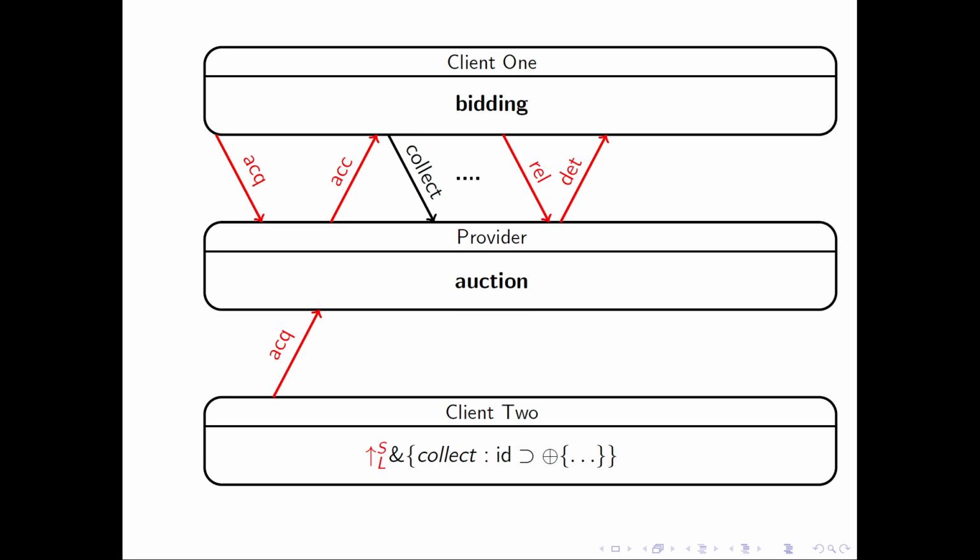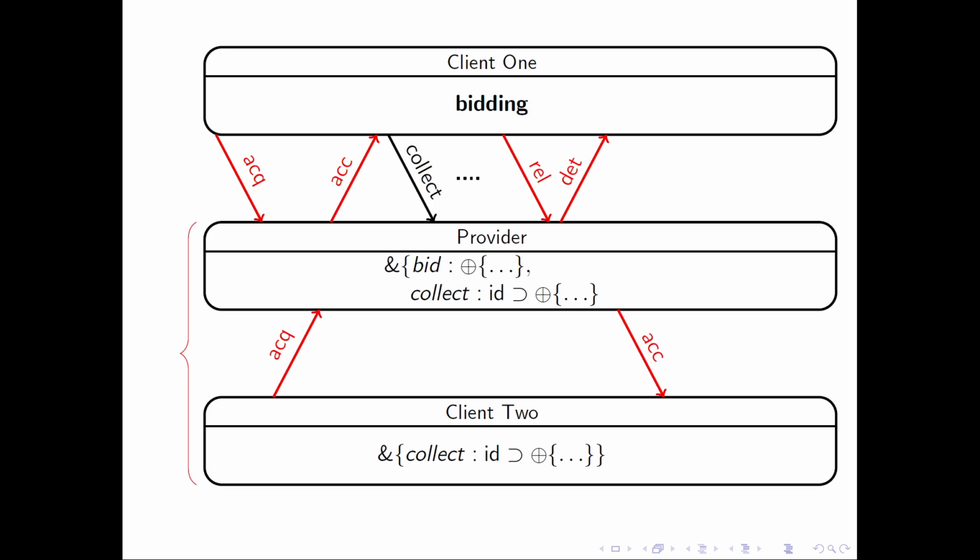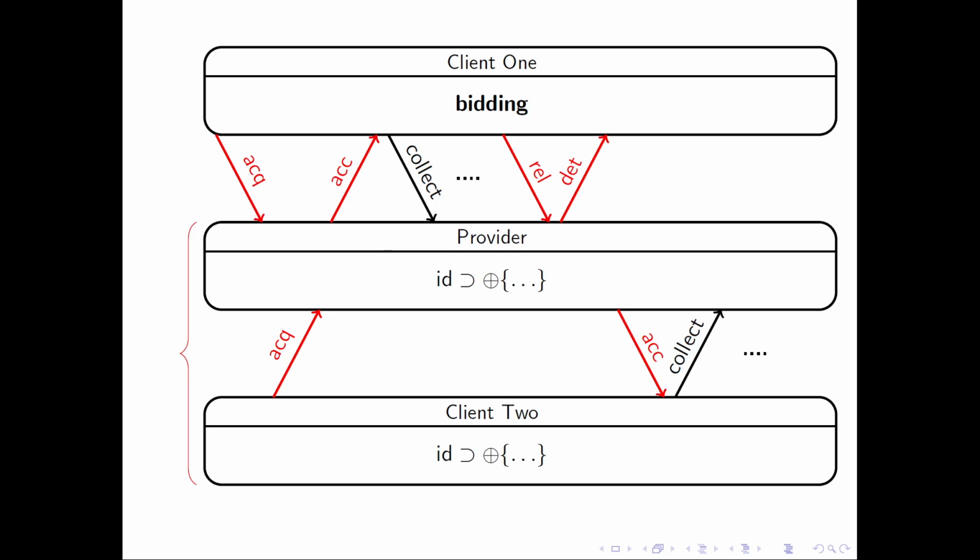Client 1 is now bidding, provider is now auction, and the provider can still communicate with client 2 because it can accept both bid and collect after an acquire. So if it accepts a connection from client 2, it would all work out.